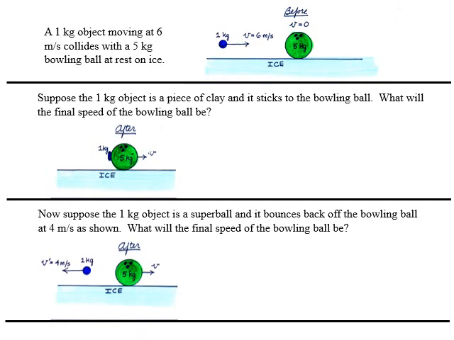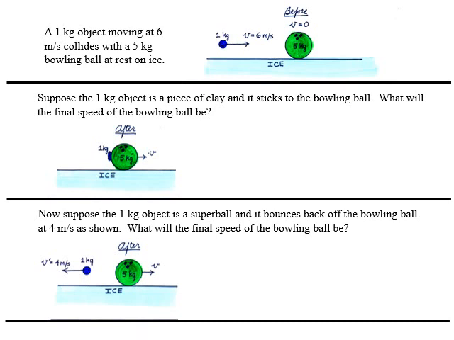Now, in a lecture before our test last week, talking about impulse and momentum, I did make the comment that bouncing puts a bigger force than sticking. Here's an example that helps us understand that a little bit better. It's exaggerated a little bit to make the point, but let's suppose we have a 1 kilogram object moving at 6 meters per second, and it collides with a 5 kilogram object at rest on ice.